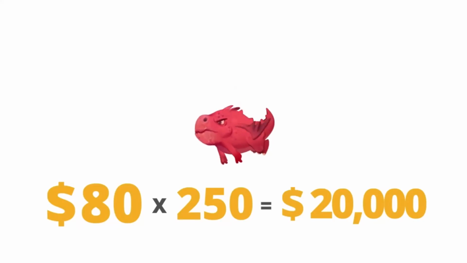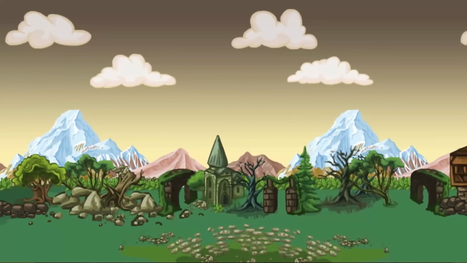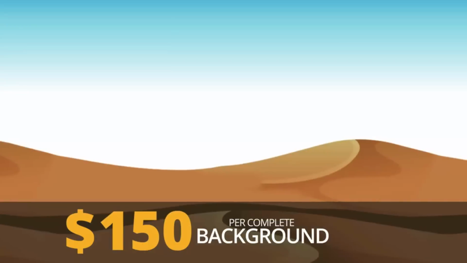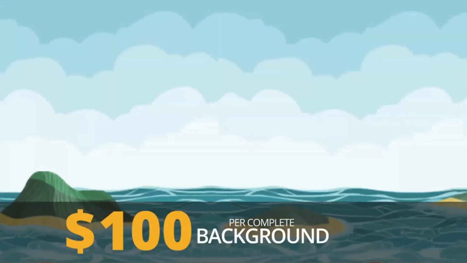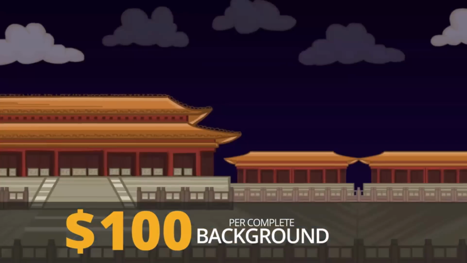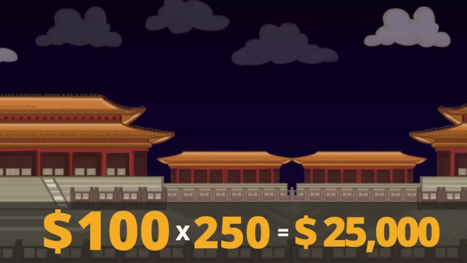Getting high quality art made, especially with animations, is not cheap. And unfortunately, backgrounds are even more expensive. In the past, we've bought backgrounds for $150 each, but let's say you work some magic and you get background and midground sets made for $100 each. This is a great deal, but it will still cost you $25,000 more to get a package of 250. So as you can see, this adds up quickly.